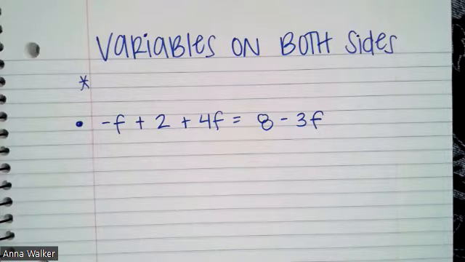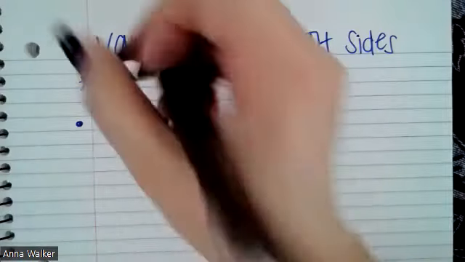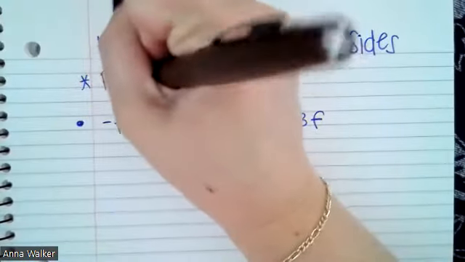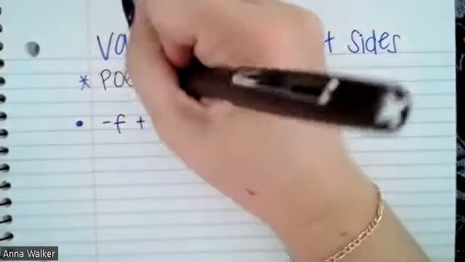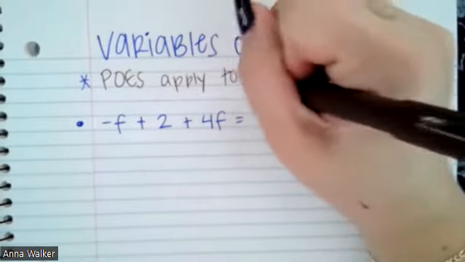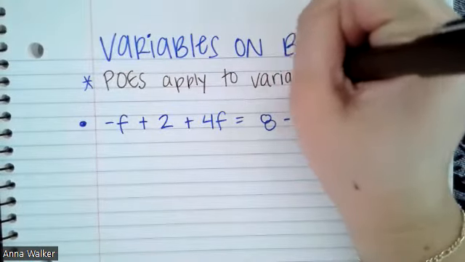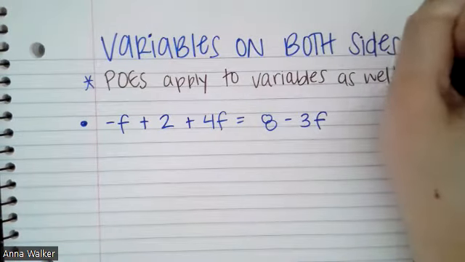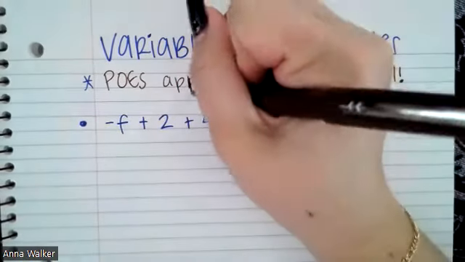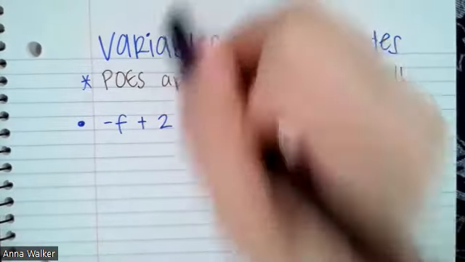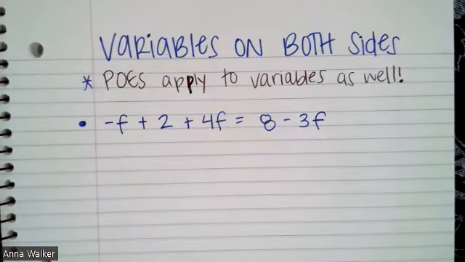So the main thing that you need to know is when we are solving equations and there's variables on both sides, the properties of equality apply to the terms that have variables. So that's the first thing we're going to write. We're going to write the properties of equality, or we could just abbreviate it to our POS. The POS apply to variables as well. Okay, so we can use the addition property of equality, the subtraction property of equality. We can use that with our terms that have variables.